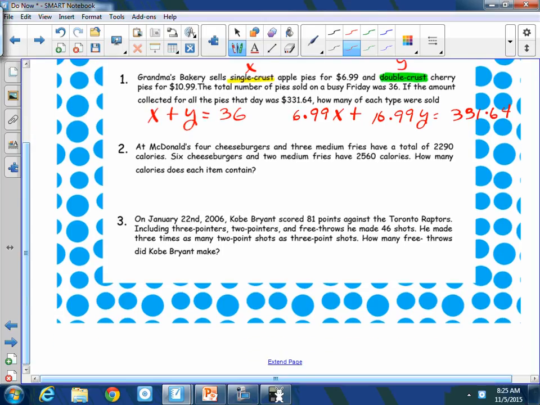I'm gonna go ahead and, do I need both of them? How many of each type were sold? So I need both. I need x and y. So in reality, in this one, it really doesn't matter which one you use. Okay? So I'm gonna solve for y.